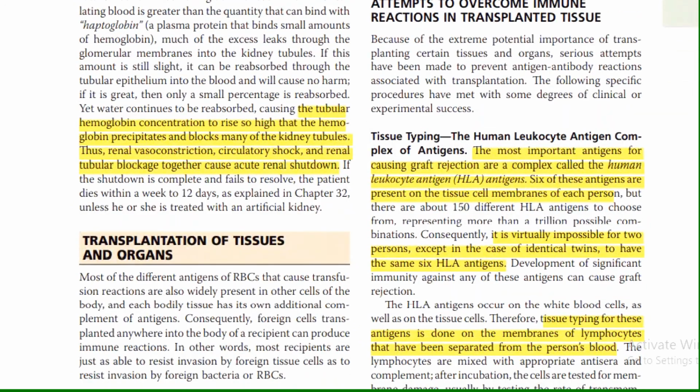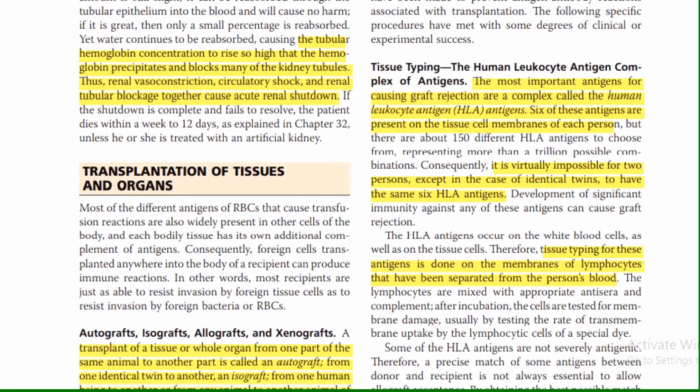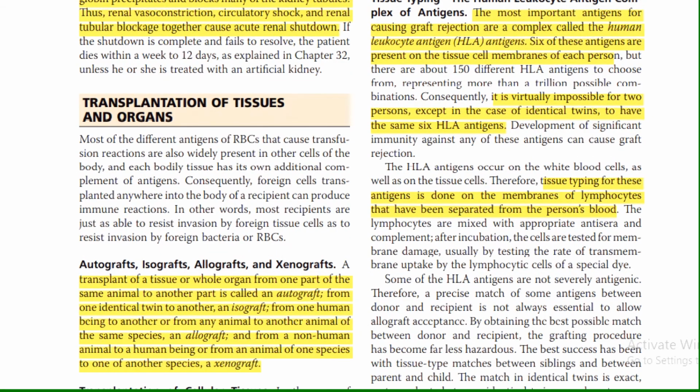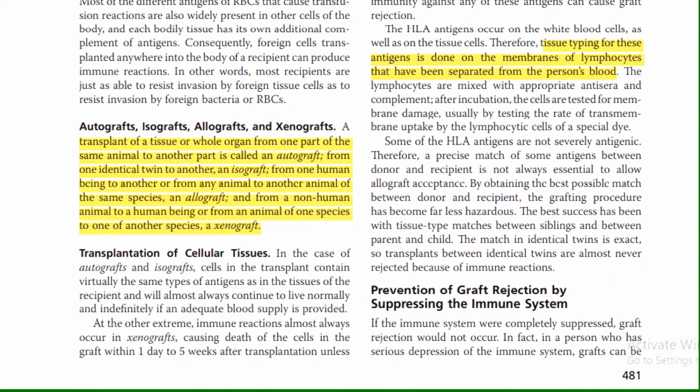Attempts to overcome immune reaction in transplanted tissue. The most important antigens for causing graft rejection are a complex called human leukocyte antigens, or HLA antigens. Six of these antigens are present on the tissue cell membrane of each person. It is virtually impossible for two persons, except identical twins, to have the same six HLA antigens. HLA antigens occur on the white blood cells as well as the tissue cells. Tissue typing for these antigens is done on the membrane of lymphocytes that have been separated from the person's blood.